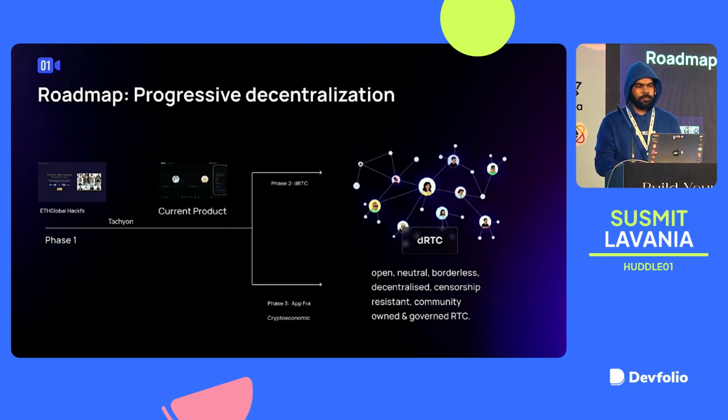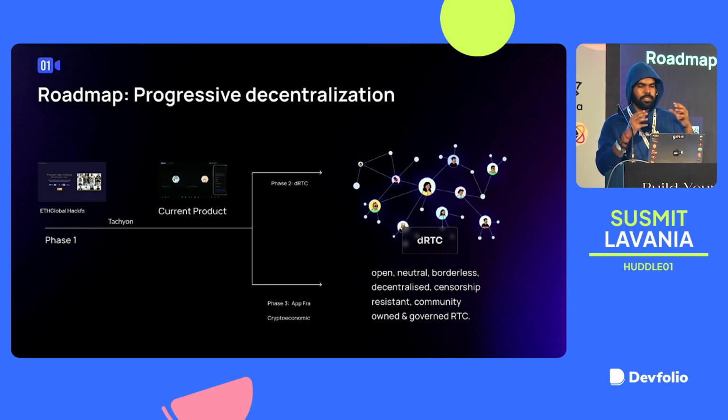So, the progressive roadmap. What we believe is that decentralization is not a switch that is 0 or 1. It's progressive in nature. Huddle was born at ETH Global HackFS 2019, which was sponsored by Filecoin and Protocol Labs. We went into the Tachyon Accelerator, and this is the current product that we have right now. The DRTC we talked about is phase 2 of the plan, and there is an app for crypto economics, which is phase 3, and they would both work in parallel.